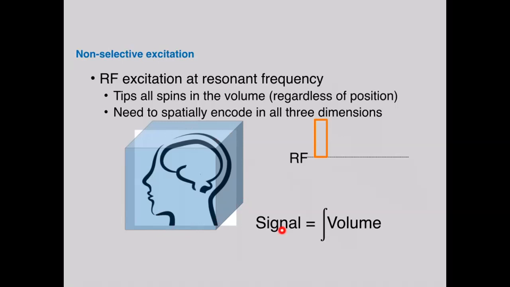And then the signal that we're going to get is going to be an integral over the 3D space. Okay, so the signal that we're getting is over 3D space. So that would require us to perform spatial encoding in X and Y and Z, so applying X and Y and Z gradients in order to do that. We'll get to that more later when we talk about chapter 5.